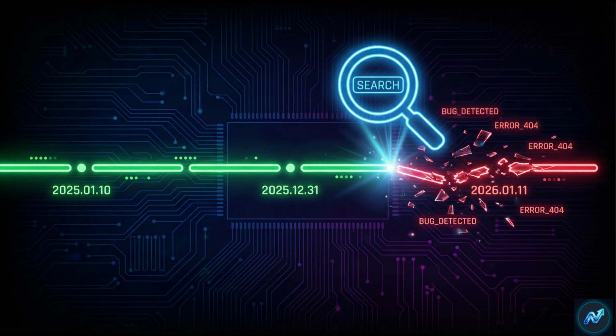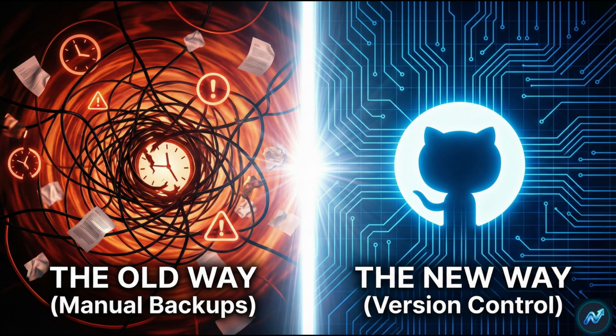Here's another scenario. Your code was working fine 3 weeks ago. Now something is broken. But when did it break? What changed? Who made the change? Why did they make it? Without a system tracking every change, you're stuck guessing. You might spend hours debugging something that could be fixed in minutes if you could just see the project history. These problems frustrated programmers for decades until version control systems were invented. And GitHub is the platform that made version control accessible to everyone.